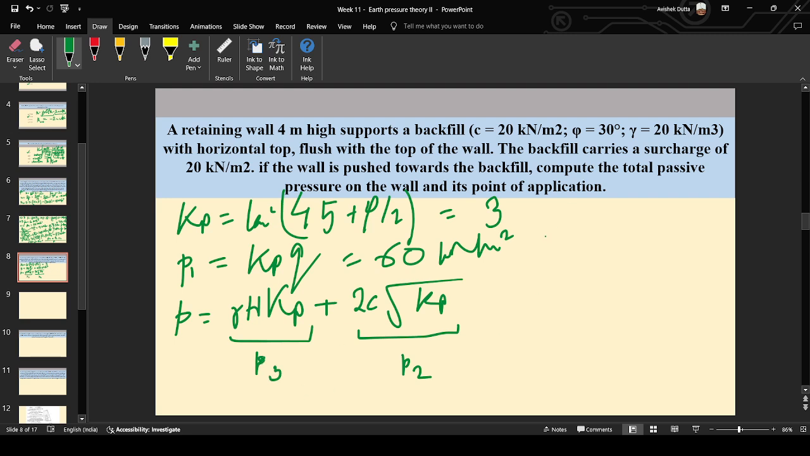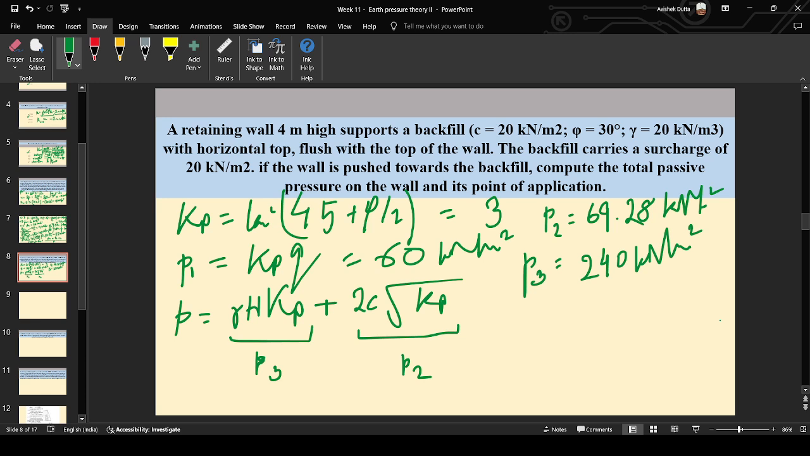The value of P2, 2C root over Kp, is 2 into 20 into root 3, which we obtain as 69.28 kilonewton per meter square. And the value of P3, that is gamma H Kp, where gamma is 20, H is 4 and Kp is 3, so 20 into 4 into 3 gives us 240 kilonewton per meter square.